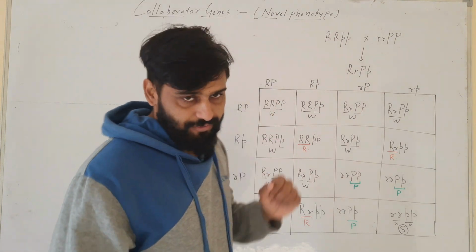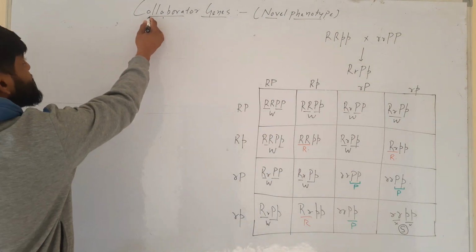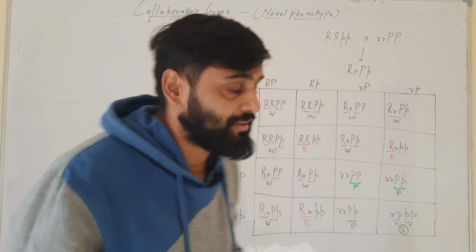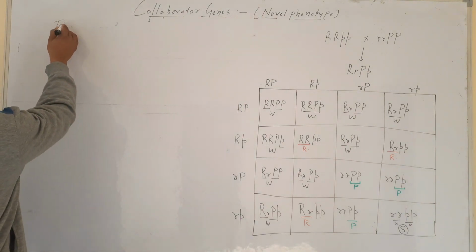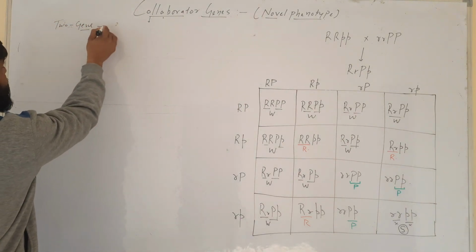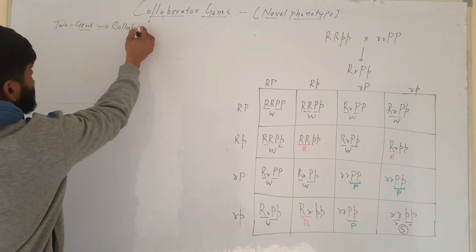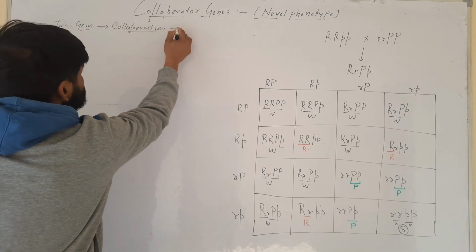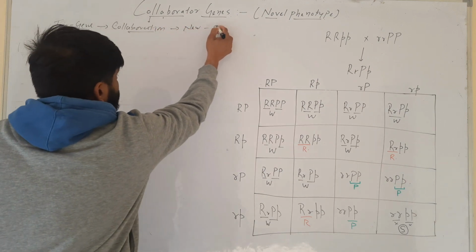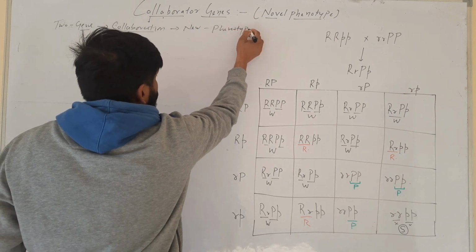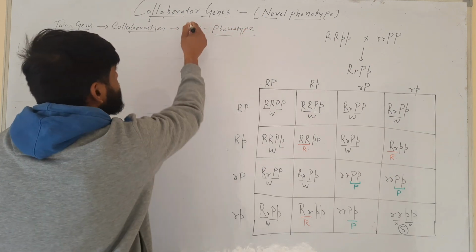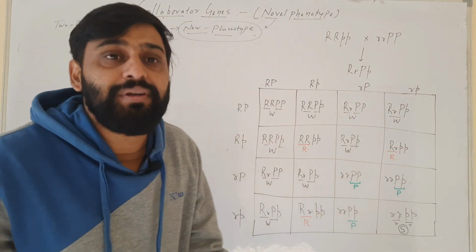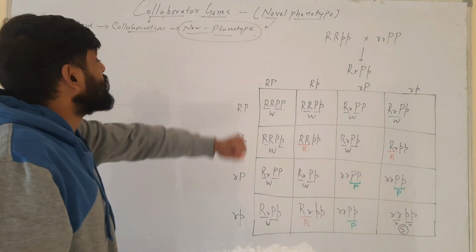In this video, we will discuss collaborator genes. It is also called novel phenotype. Collaborator, as its name suggests, means when genes work in collaboration. So when two genes work in collaboration with each other and produce a new phenotype, then these genes are called collaborator genes. Novel phenotype means when they work in collaboration and produce a new phenotype. So these genes are called collaborator genes.